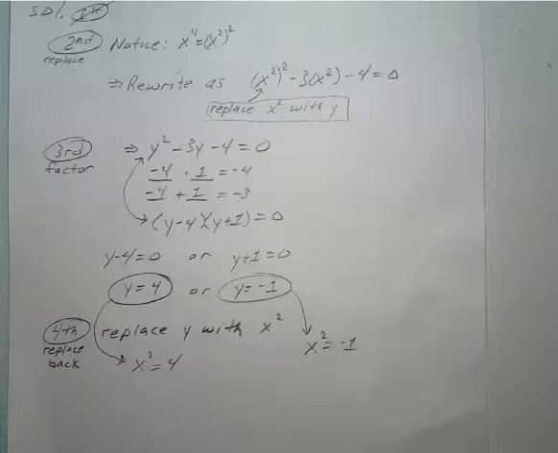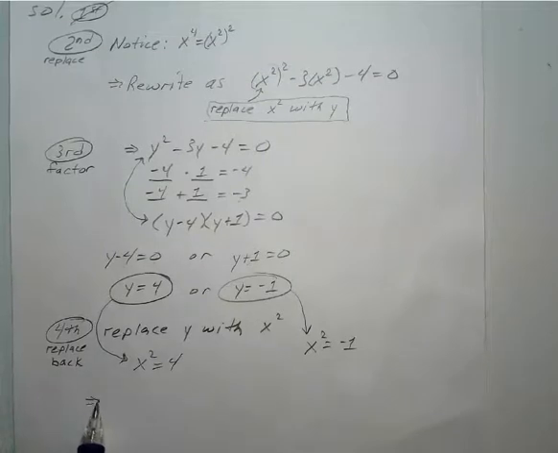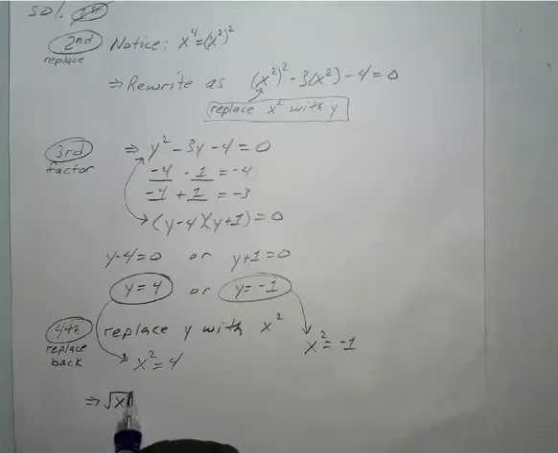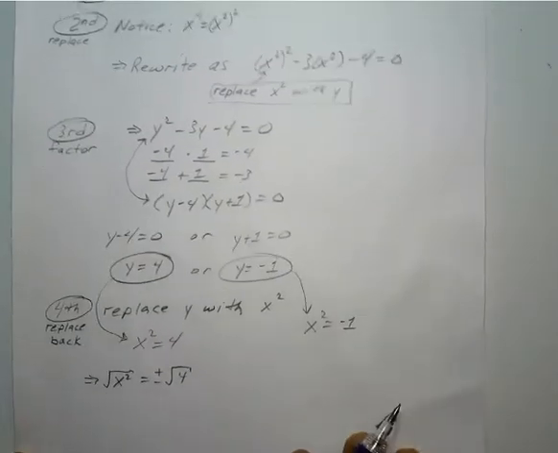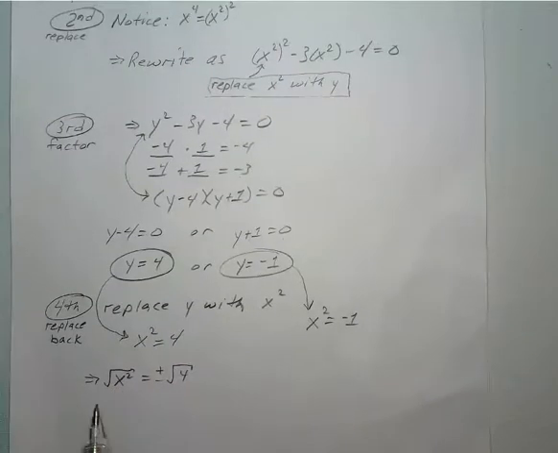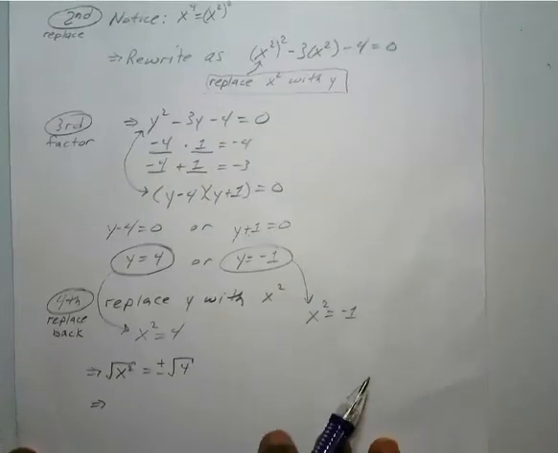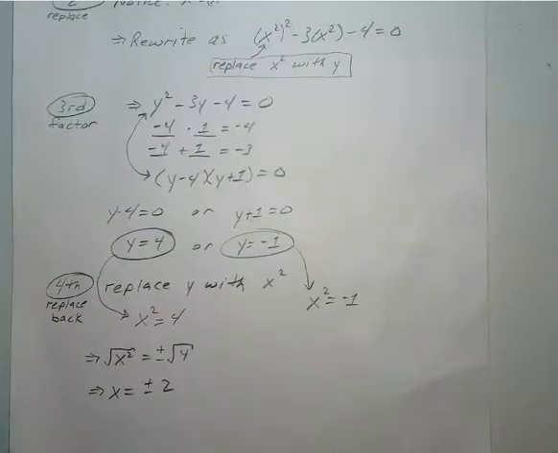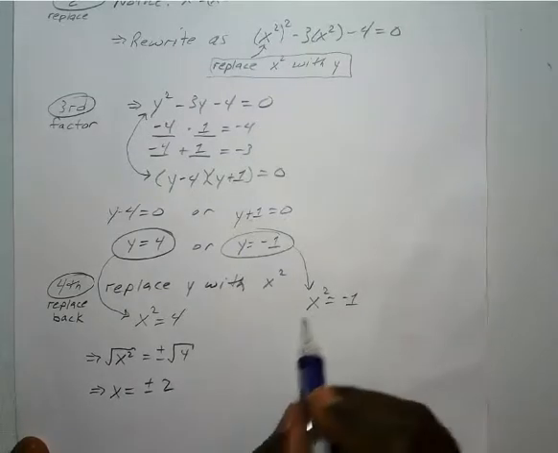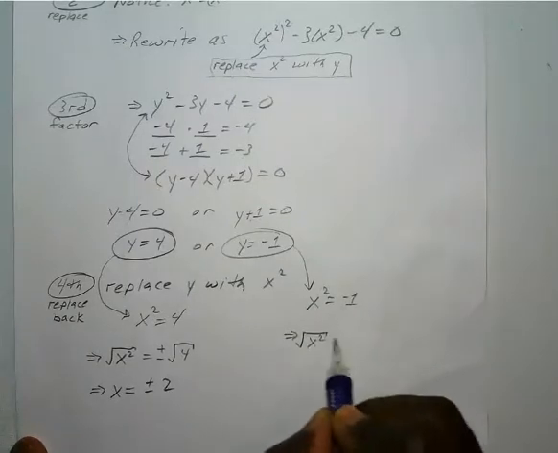Okay, and then from there we just go ahead and solve it. So we go ahead and square root both sides. Square root of x squared equals, remember our plus or minus, square root of 4. The square and the square root cancel each other out. So we end up with x equals plus or minus 2, or positive or negative 2.